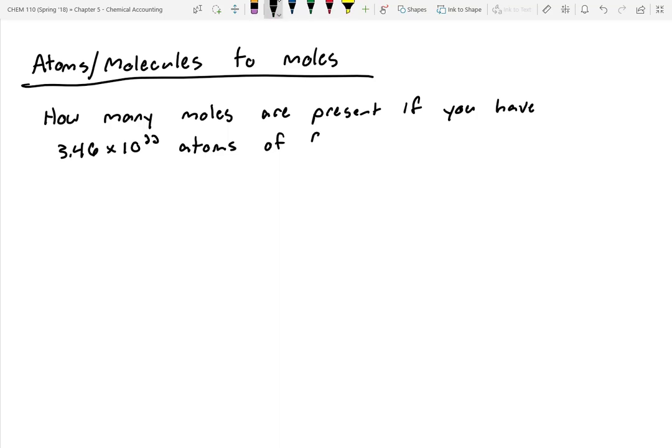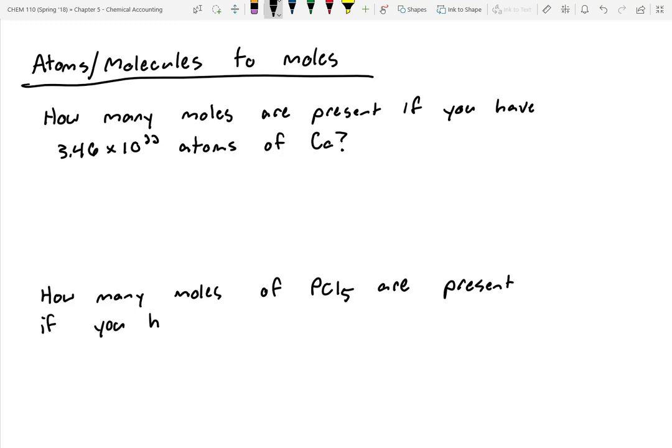So that'll be the first one. And then I'll do the next one underneath it. How many moles of PCl5 are present if you have 6.52 times 10 to the 24th molecules of PCl5?